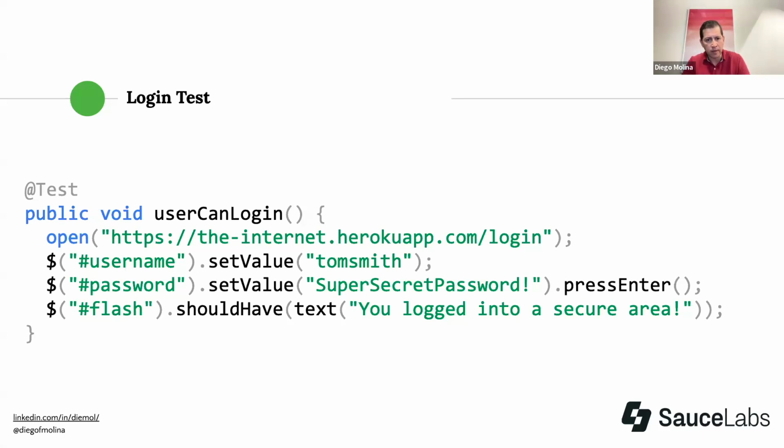If you see open, you understand what is happening there. You understand that there is a username field and the value being set is Tom Smith. Then you're pressing enter. And at the end, you can clearly see that there is an element that should have the text "You logged into a secure area." So those are the nice things about using a framework: you are abstracting yourself from the implementation of the automation tool, and you are writing code that is much simpler and easier to understand.